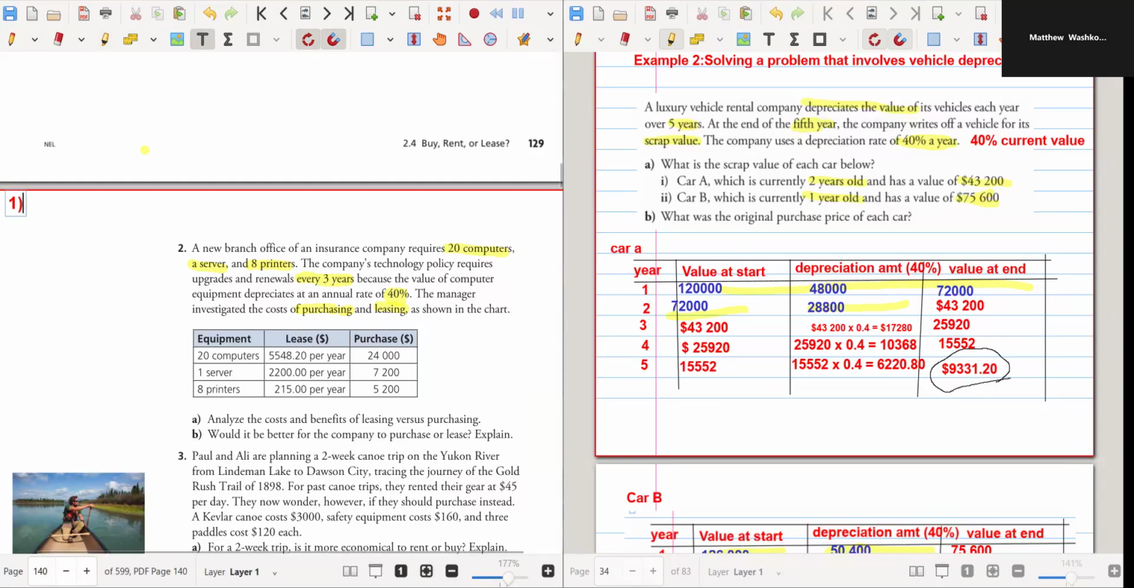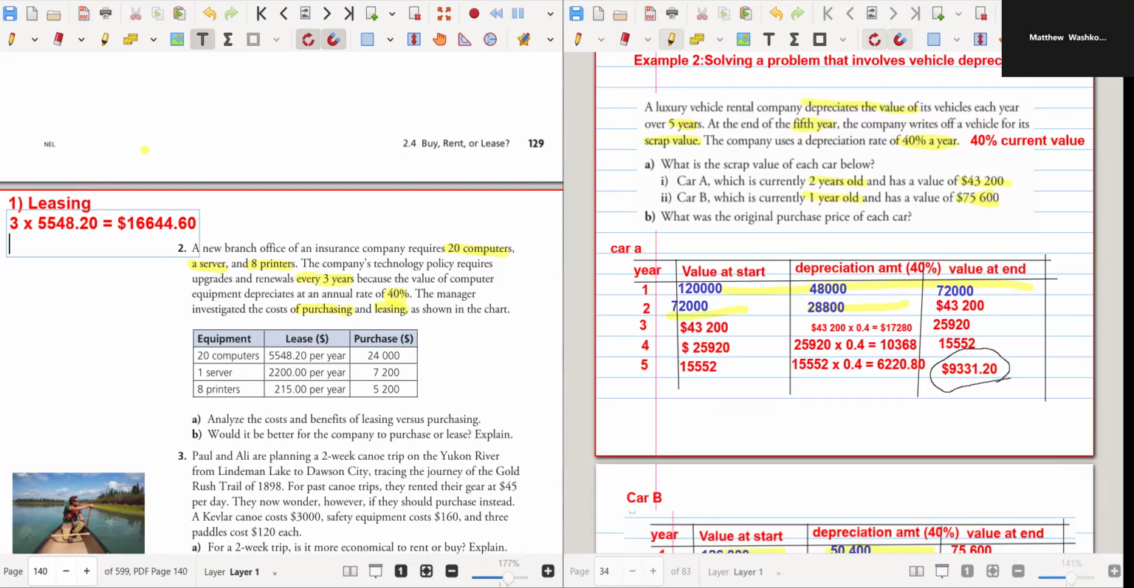So we're going to start out with question 1A. We will do leasing first because that's the easiest, right? Because with leasing, we don't have to figure out the depreciation. That doesn't matter in this case. So for leasing the computers, it's 3 years times 5,548.20, right? That would give me $16,644.60. So that's the lease for the computers.